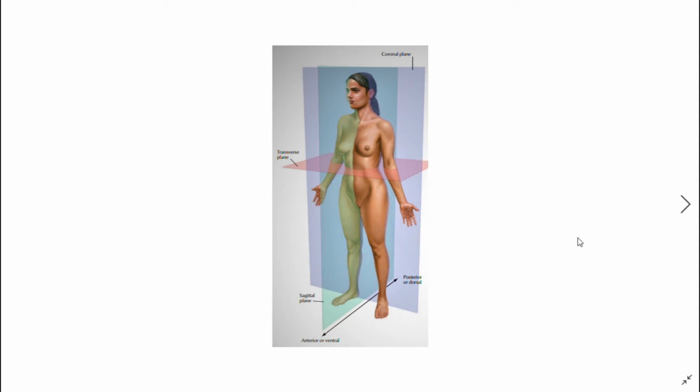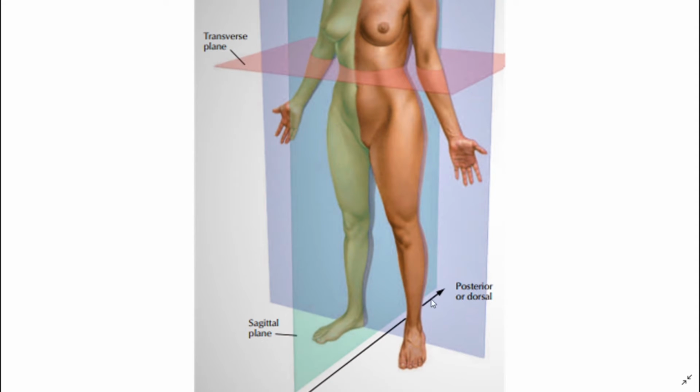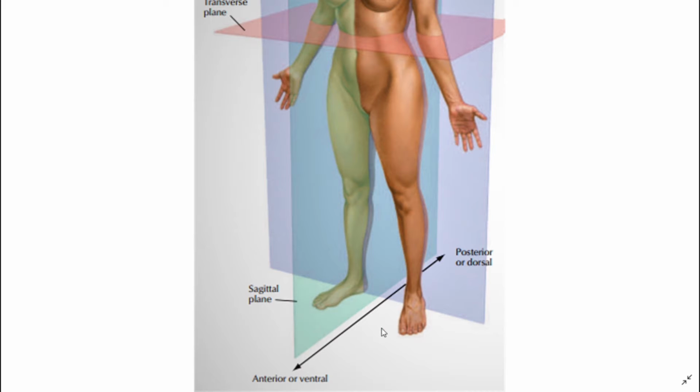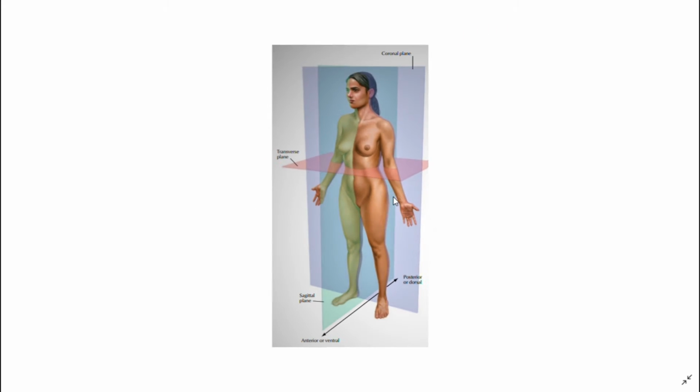See, this is the coronal plane. And this is the transverse plane, and this is the sagittal plane. In the sagittal plane, the uppermost part is known as the posterior or dorsal plane, and the lower part is known as the anterior or ventral plane. Okay?